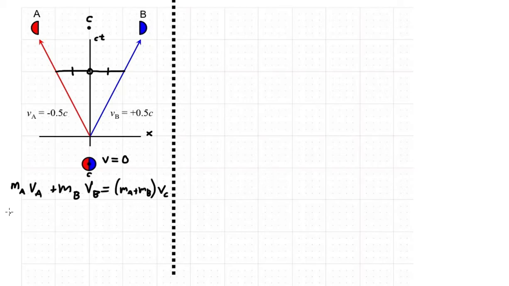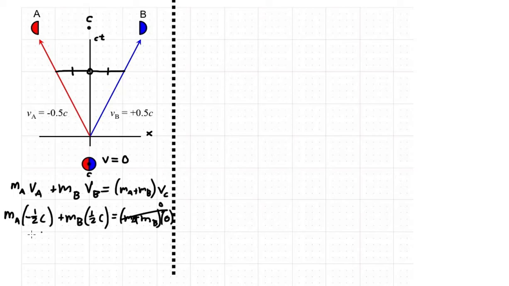So now plugging in here, part A is moving at negative 1/2 c. Part B is moving at positive 1/2 c, and that equals MA plus MB. Sorry, there's a plus sign in there, trust me. Times what's the speed of the center of mass? 0. So what does this tell us? Well, first of all, the right-hand side is 0 because it's multiplied by 0. You can basically take out the 1/2 c's from both, and you can go negative MA plus MB equals 0. And what that gets you is that MA and MB have to be the same.